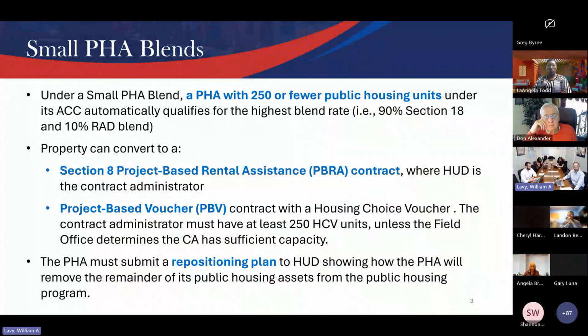The other eligibility criteria for small PHA blends is that the PHA must have a repositioning plan submitted to us, showing how the PHA has plans to remove the remainder of its public housing properties from the public housing program.